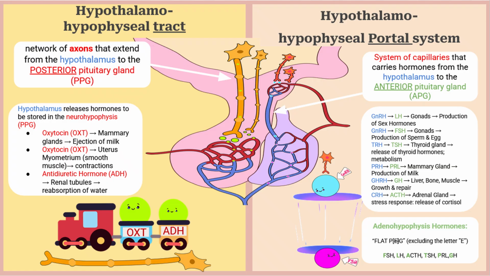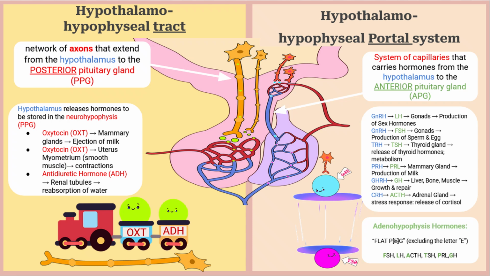Now on to the adenohypophysis hormones. To remember which hormones are produced and secreted by the anterior pituitary gland, think of the acronym FLAT PEG. Just exclude the E from the acronym as there is no hormone that pairs with the letter E. Follicle-stimulating hormone for F, luteinizing hormone for L, adrenocorticotropic hormone for A, thyroid-stimulating hormone for T, prolactin for P, no E again, and then growth hormone for G for that FLAT PEG acronym.